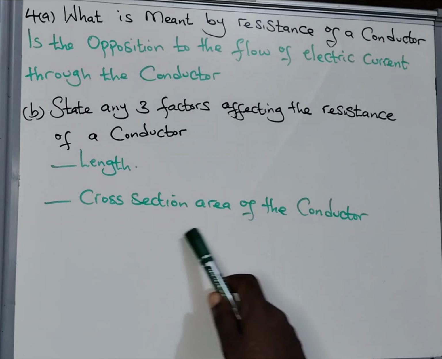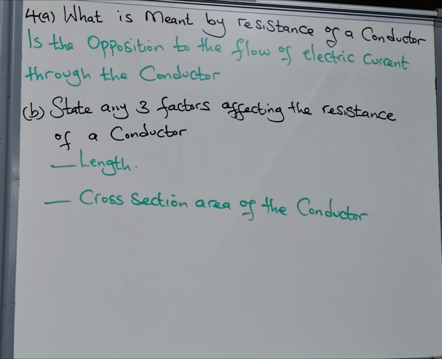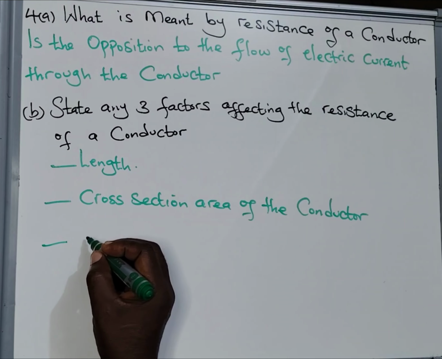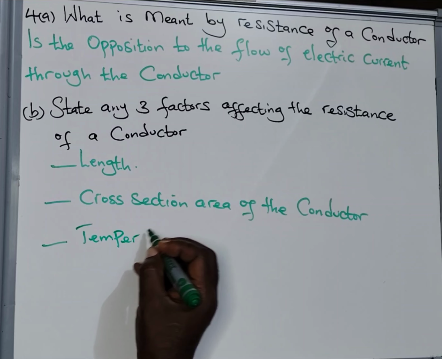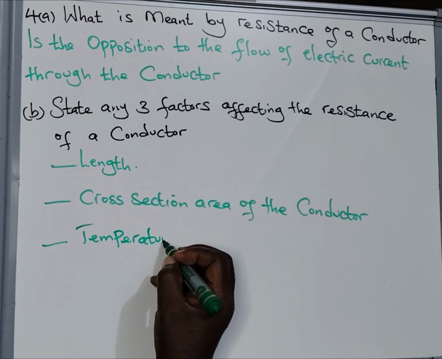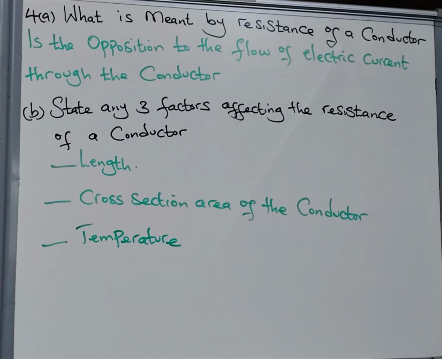This one is inversely proportional to the resistance. The bigger the cross-section area, the smaller is the resistance. Okay, next one is the temperature. For a normal metal, which is not a metalloid, the higher the temperature, the higher will be the resistance.